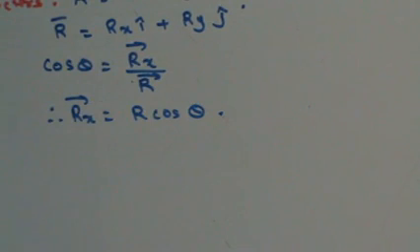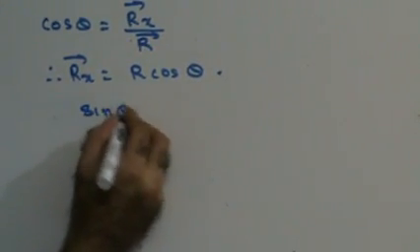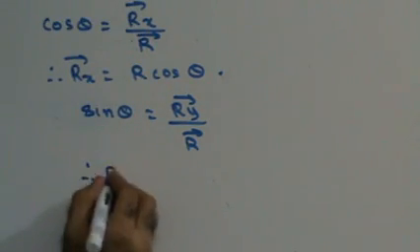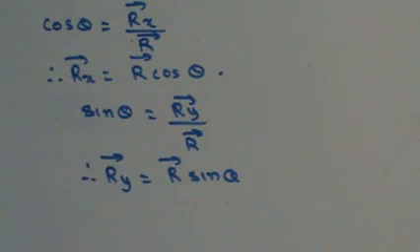So the adjacent, the x component, can be found as R cos theta, and for the vertical component, sin theta is nothing but Ry upon R. Thus I can say that Ry is equal to R sin theta. Right? So the horizontal component will be R cos theta and the vertical component will be R sin theta. This is how you resolve a vector along horizontal and vertical, and that's how you mathematically find those values. Fine, do we get this clear? Next.